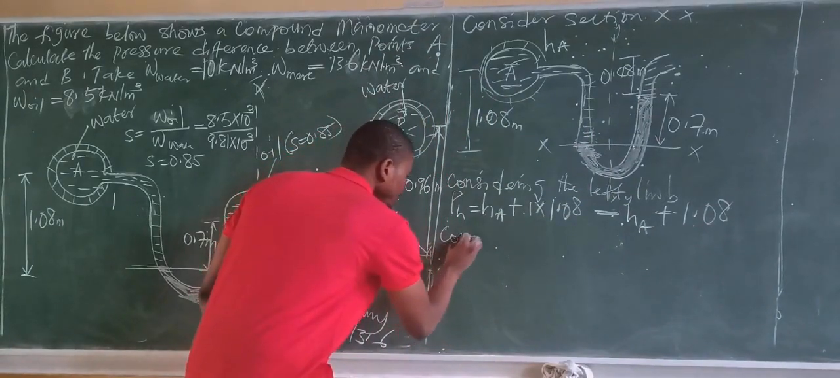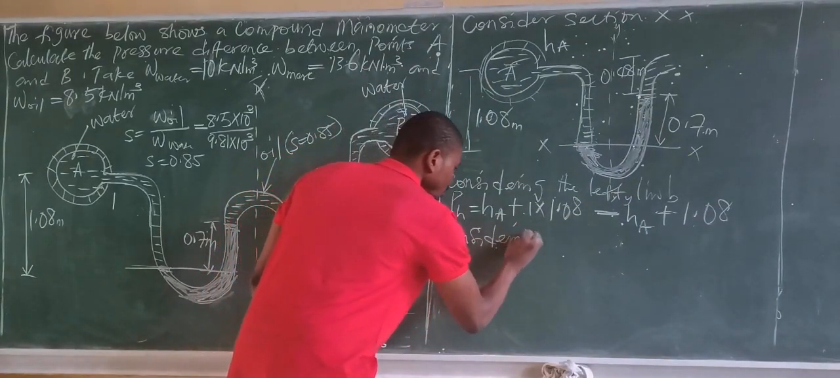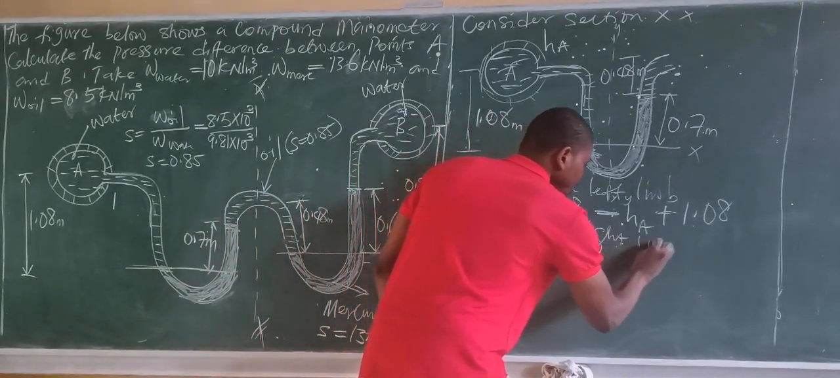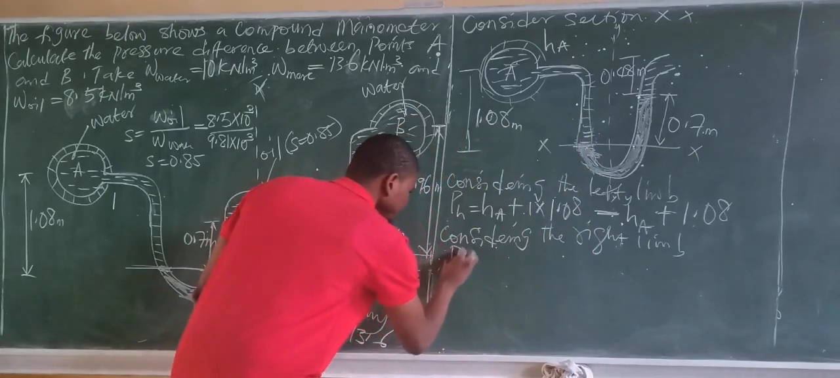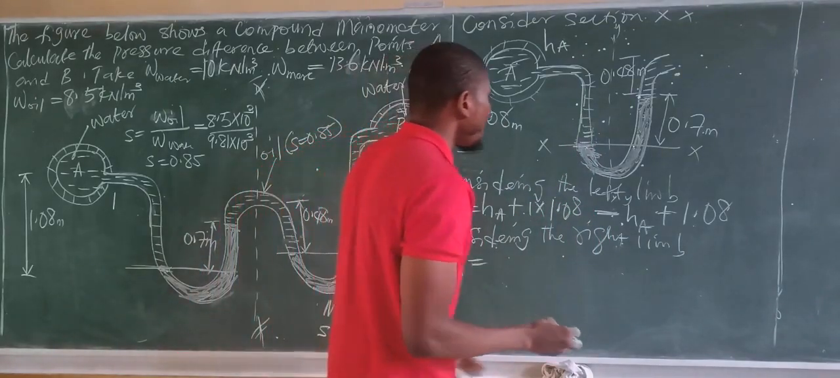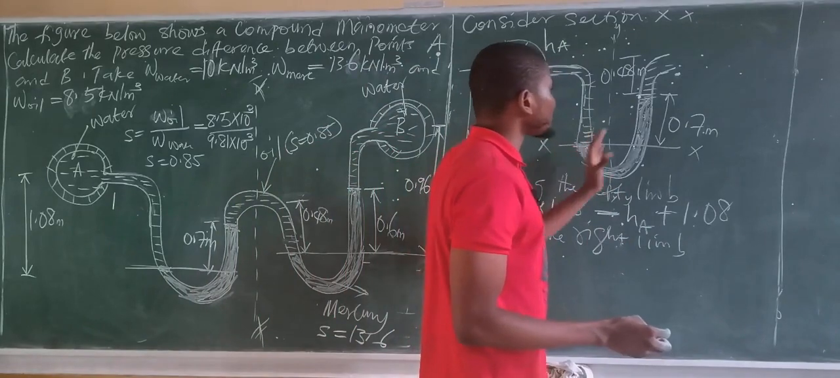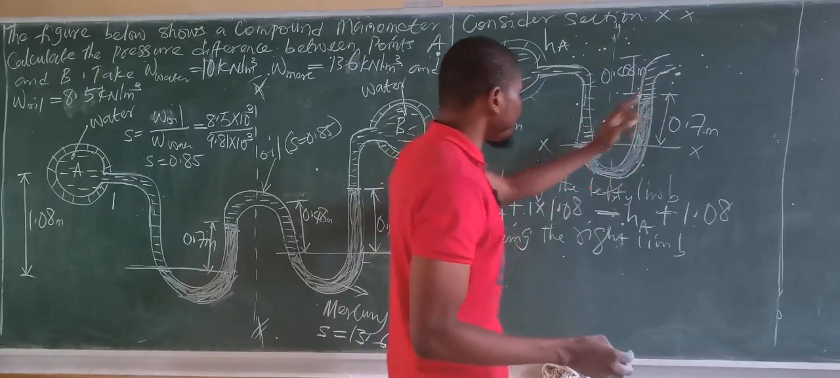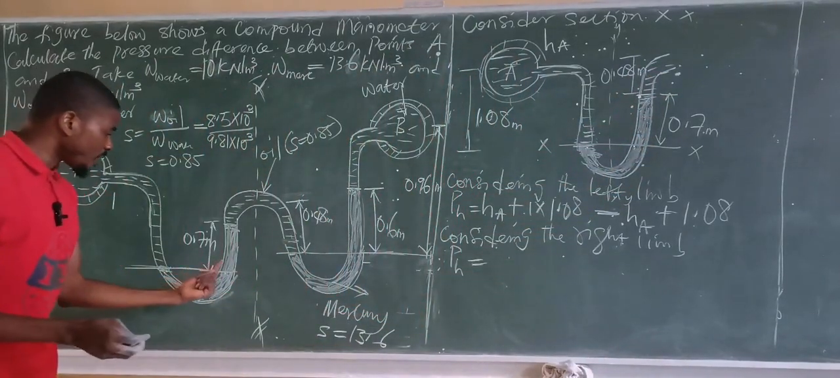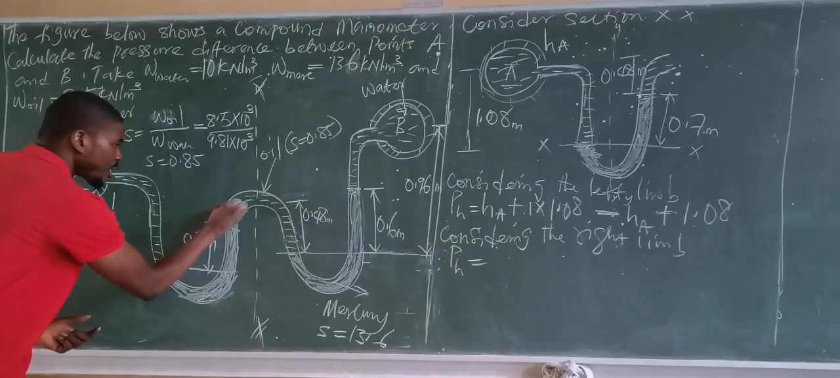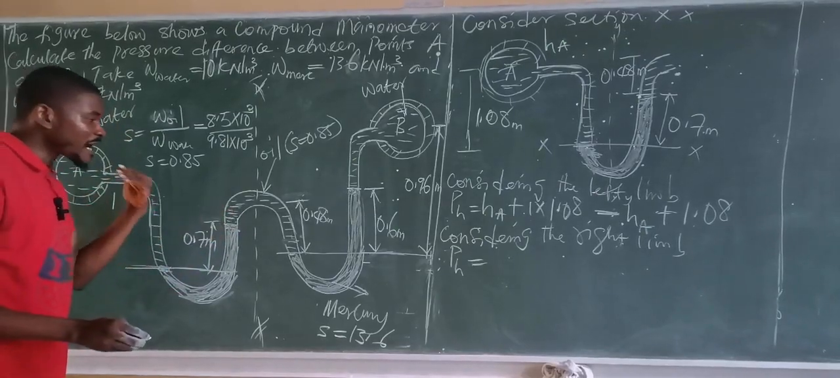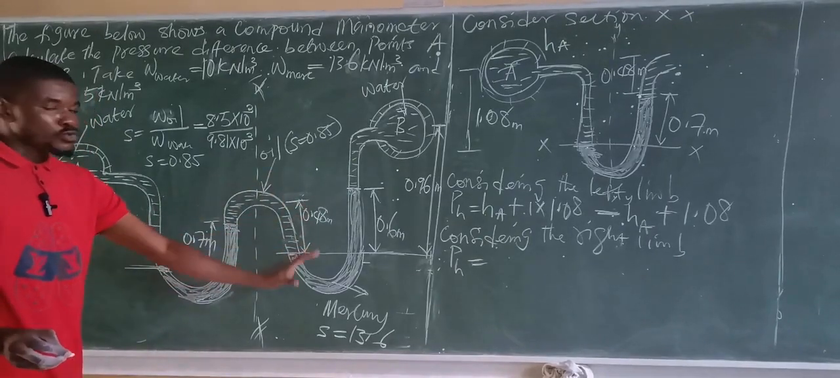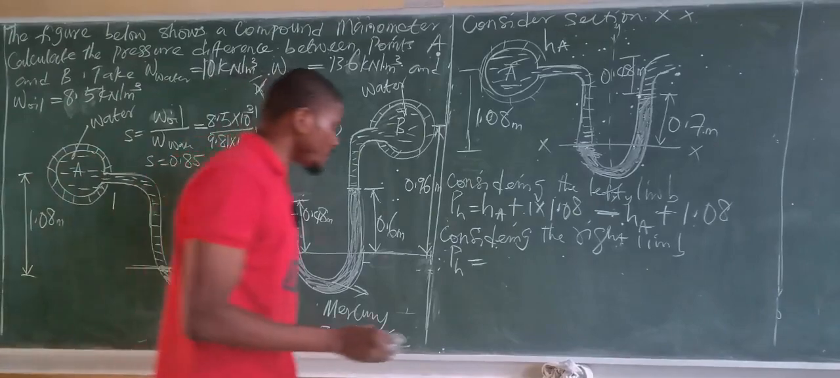Considering the right limb, the total pressure head is now equal to, at the right limb, the fluid we have is the mercury and the oil, not forgetting mercury and the oil. So if you look at the original diagram, you have mercury here. There is a portion of oil here, and the height of the oil is the same height of oil measured on the other side of the U-tube manometer. So that becomes mercury.